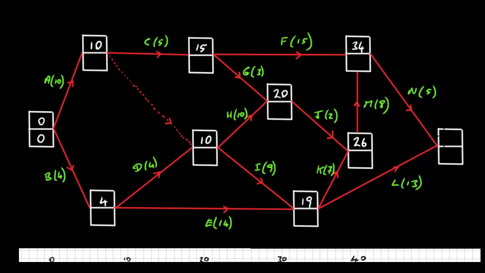And finally, now we can move down to our sink node. So we've got 34 plus 5, which is 39. And we've also got 19 plus 13, which is 32. So we're going to use 39.